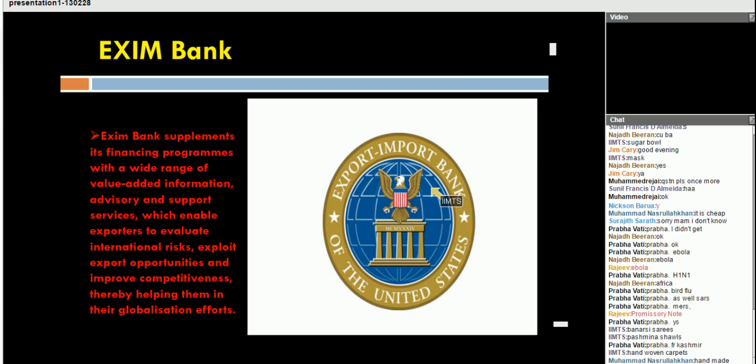So this is the Exim Bank of the United States. It is the symbol of that. It supplements its financing programs with a wide range of value-added information. They provide value-added services as well. Advisory support services which enable the exporters to evaluate international risks, exploit export opportunities, and improve competitiveness.